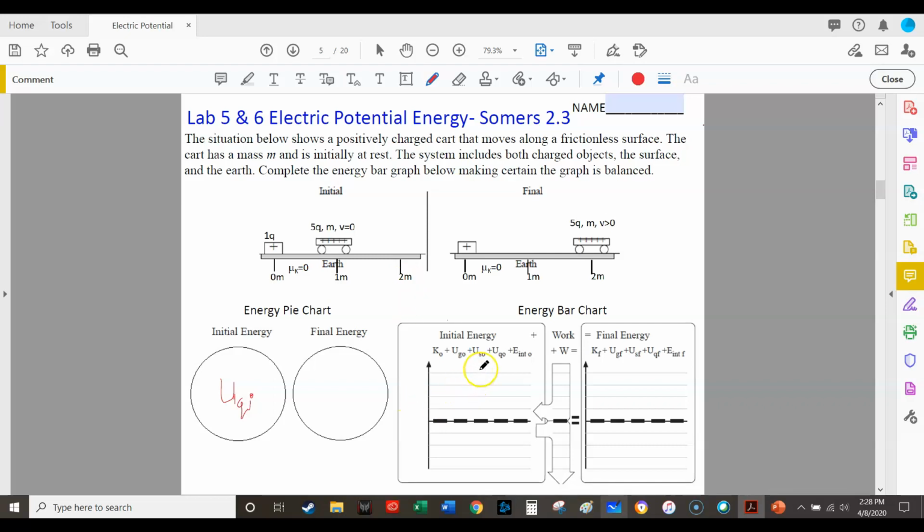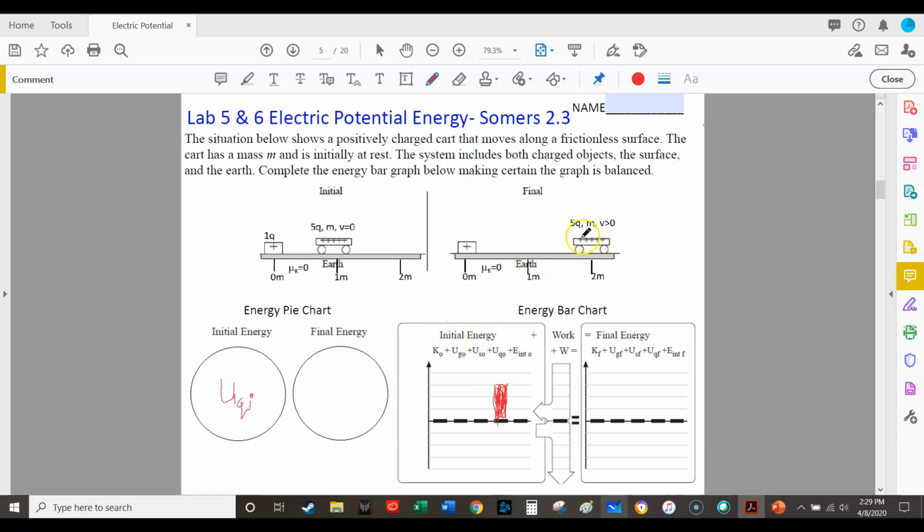So let's go over to here. No kinetic energy, no gravity, no spring energy, no frictional energy. So it's a U sub Q, and I don't know what the levels of this should be, so I'm just going to give this 3 blocks. 1, 2, 3. So this is 3 blocks of electric potential energy. Cool. I got the first part done.